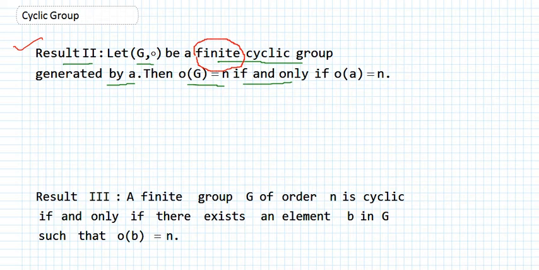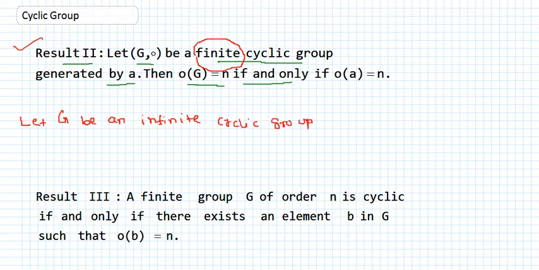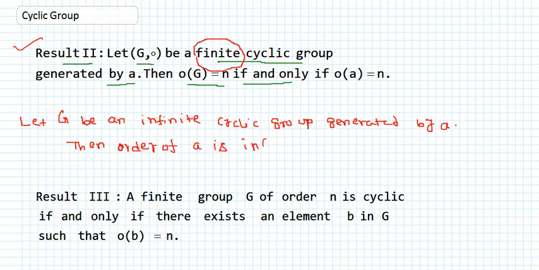So we just want to let G be an infinite cyclic group generated by A. Then it is definitely for sure that the order of A will be infinite. So the order of A is infinite, which means the order of A is not finite.